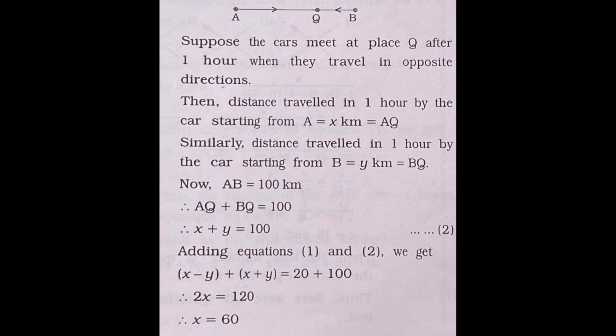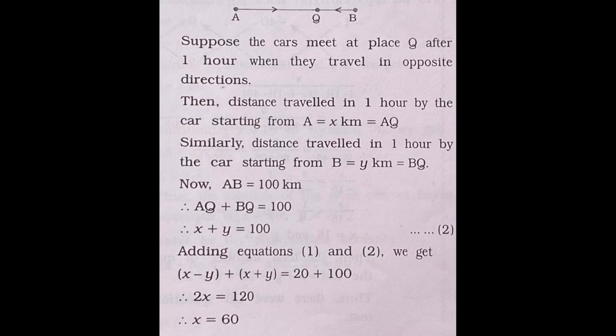Now we know that AB is equal to 100 kilometer. From the figure, it is clear that AB is equal to AQ plus QB. So AQ plus QB is equal to 100, which means that x plus y is equal to 100, which is our equation number 2.